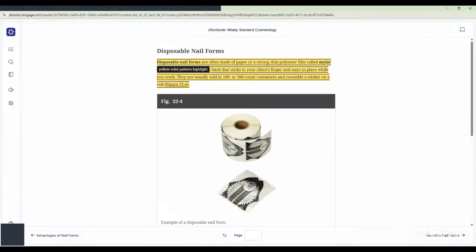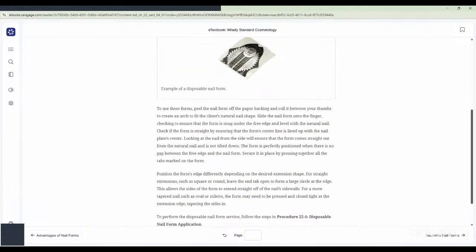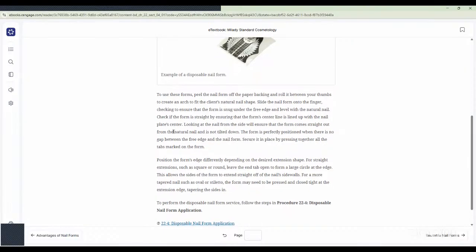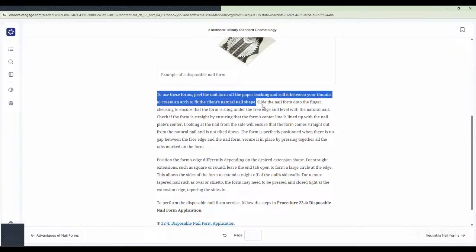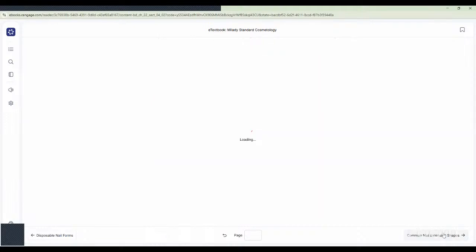Notice the lines, the curvature, so it helps guide you in the length of the nail, how wide the nail is going to be, things of that nature. So make sure you take a look at that. And it says to use these forms, peel the nail from the paper backing. Remember, if you peel it off, it's single use, you gotta use it. And then you're going to reference the nail form application as well.